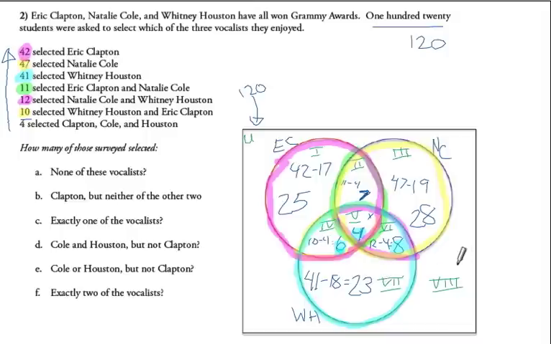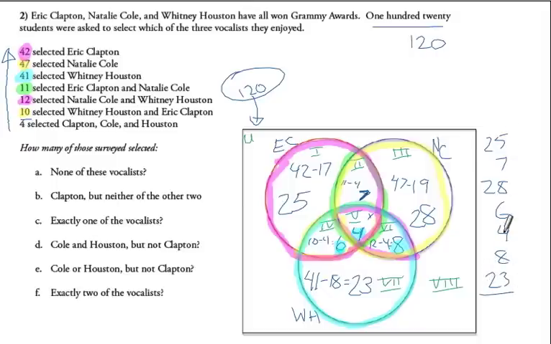Okay, so we've filled out regions 1 through 7. There's one more region, region 8, that we need to fill out. So again, we're going to use this number at the beginning. There were 120 total, but we already have gotten a bunch of different people. So we need to sum up all of the regions 1 through 7. So we have 25, 7, 28, 6, 4, 8, 23.